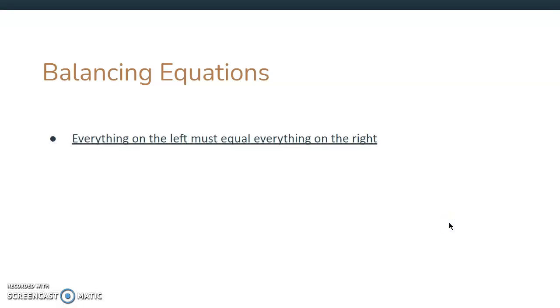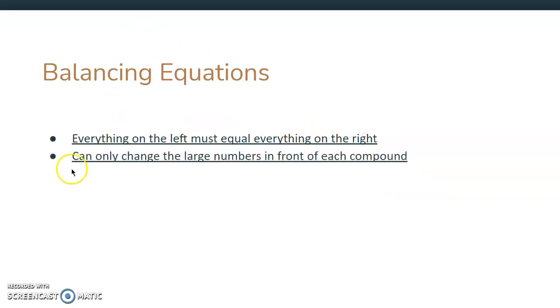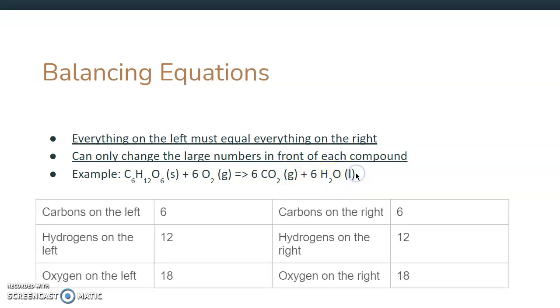But here's kind of what I took from some videos: everything on the left side must equal everything on the right when we're balancing our equations. We can only change the large number in front of each compound. We can't change the small little subscripts next to the elements. So for example, we might have C6H12O6 in the solid phase plus 6 oxygen O2 in the gas phase, which will go into 6CO2 in the gas phase and 6H2O in the liquid.